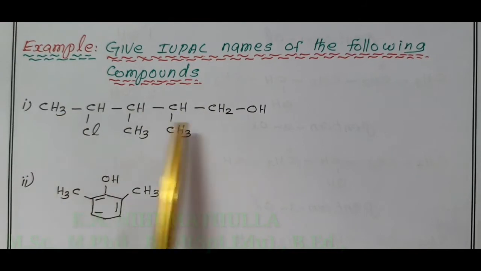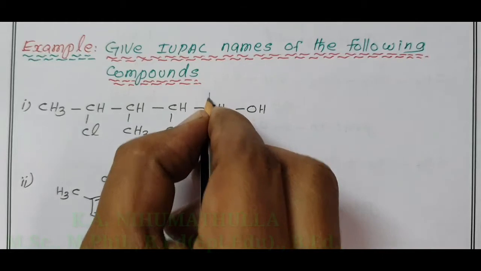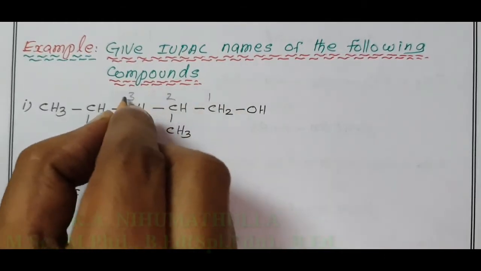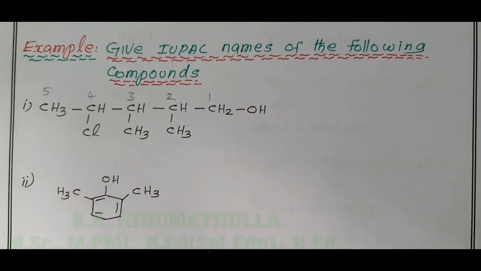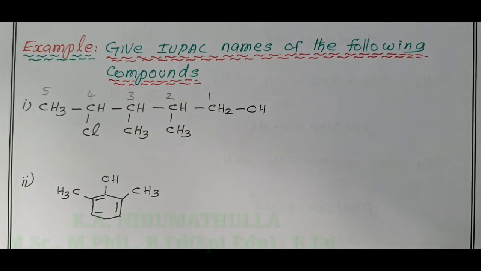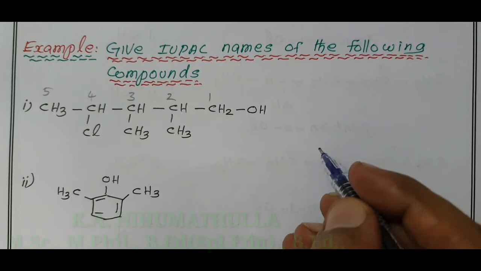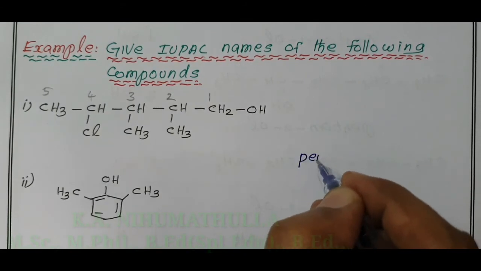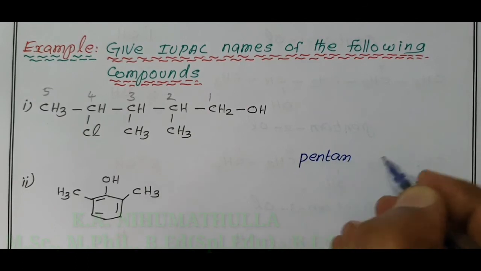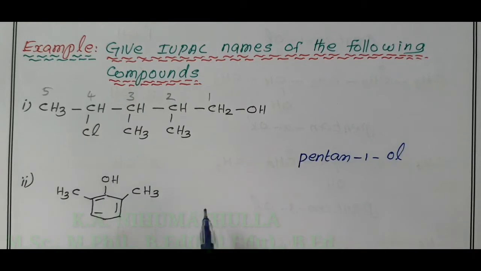The first compound given is this. Start with the numbering 1, 2, 3, 4, 5. OH, the lowest position, gets number 1. So the total number of carbon atoms is 5. Root word pent, carbon-carbon single bond ane, OH ol. Position of OH is 1.